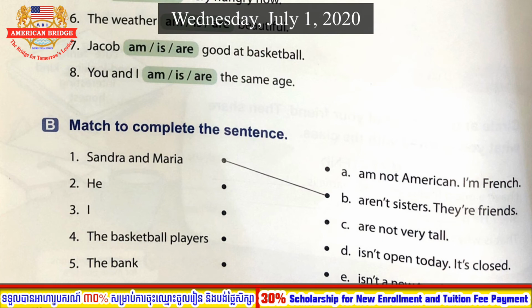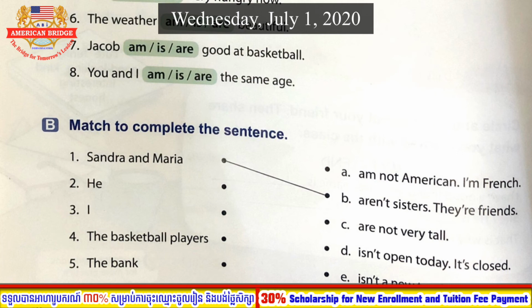He. A, am not American and French. C, are not very tall. D, isn't open today, it's closed. Or E, isn't a teacher. So he, what is the correct answer? A, C, D, or E? E, right? He isn't a teacher.